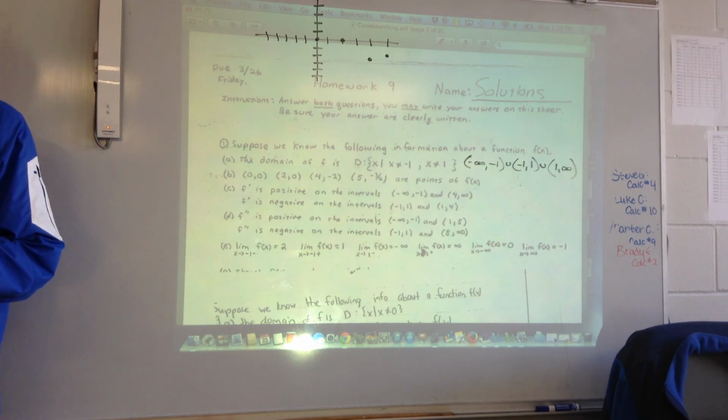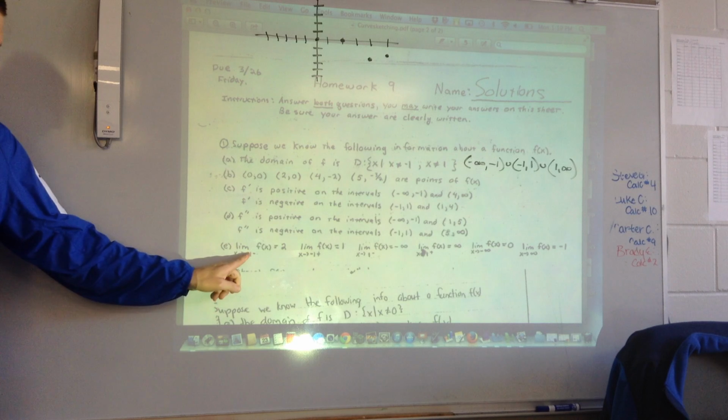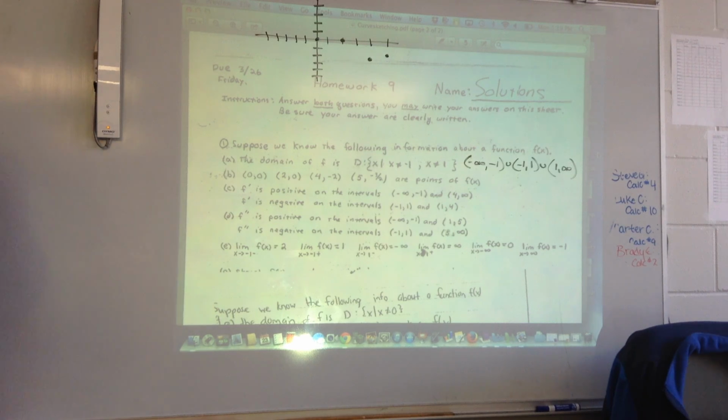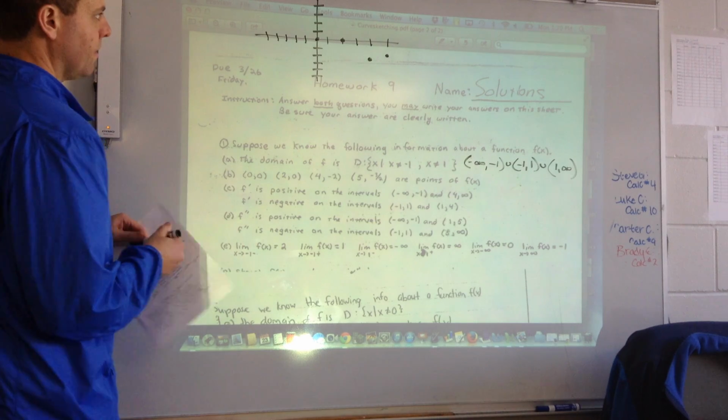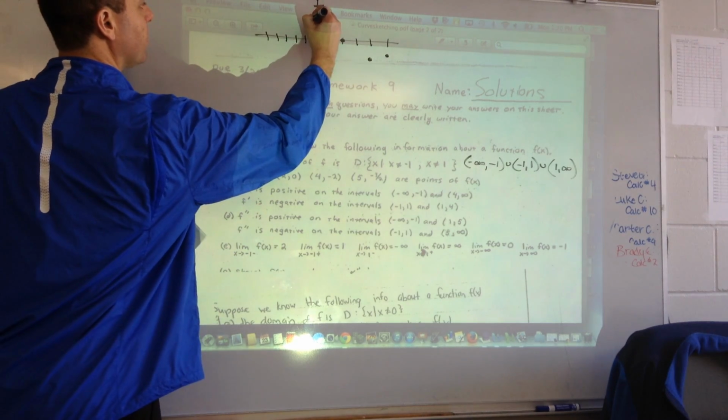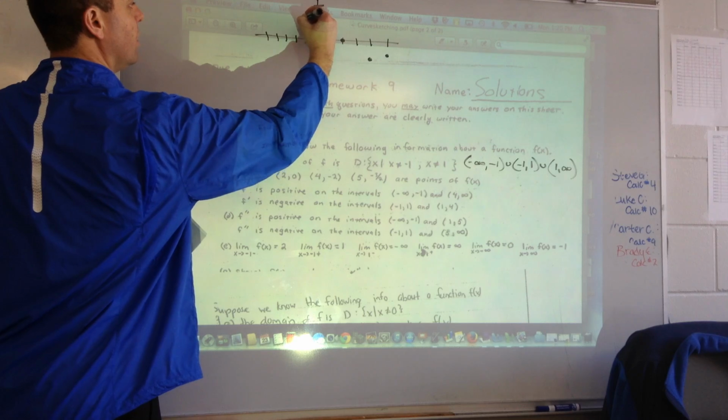But keep in mind now, is this function defined at -1? No. But is it okay for it to have a limit? Yes. So what does that mean then? It's a hole. So at -1, it's going to be approaching 2 from the left.